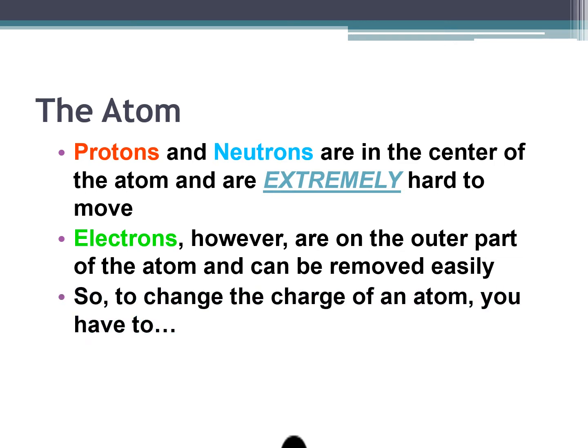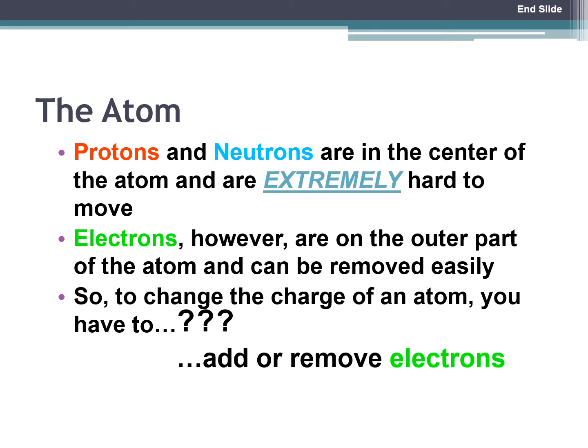So in order to change the charge of an atom, we have to either add or take away electrons. That's the only way to do it. We can't add or remove protons; we have to add or remove electrons. So to make something negatively charged, we're going to add on electrons. To make it positively charged, we're going to remove electrons.